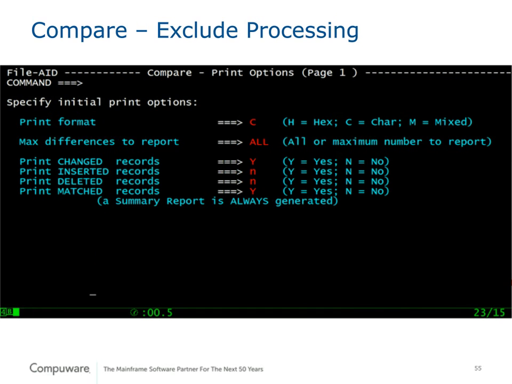Second enhancement we're going to be talking about is what we call exclude processing. I'm going to go into a report format again, character mode. This time I'm only going to be showing changed and matched records.